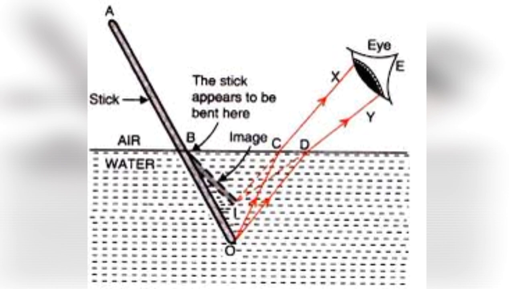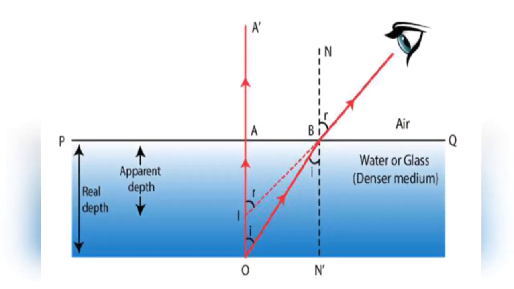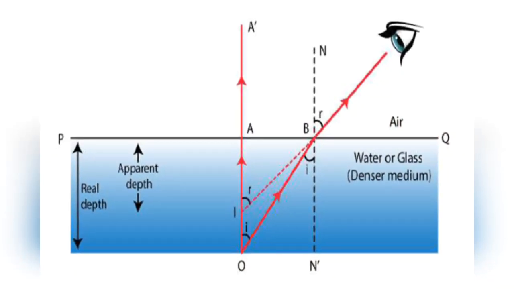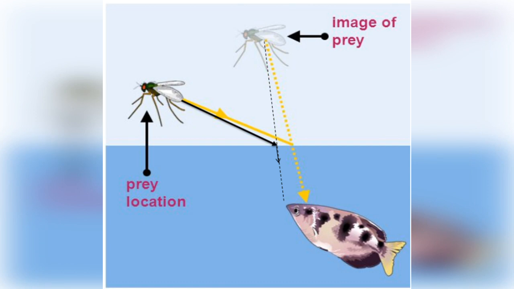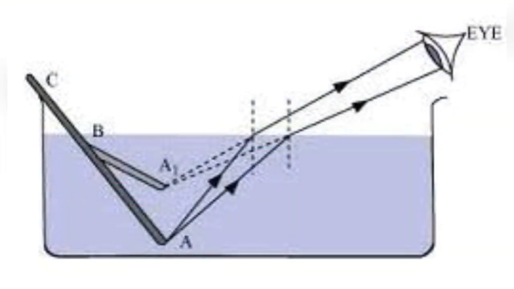So today we have learned three applications of refraction of light. The first one is the apparent depth of an object lying in a denser medium is always less than its real depth when it is viewed from any direction in the rarer medium. The second is the object placed in a rarer medium when viewed from a denser medium appears to be at a greater distance than its real distance. And finally, an object partially dipped in water appears to be bent.